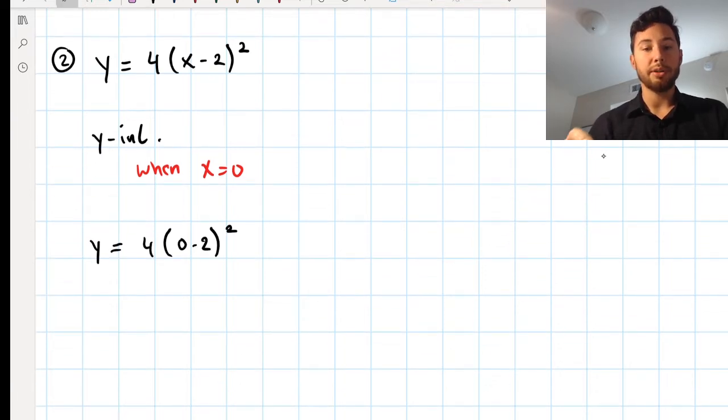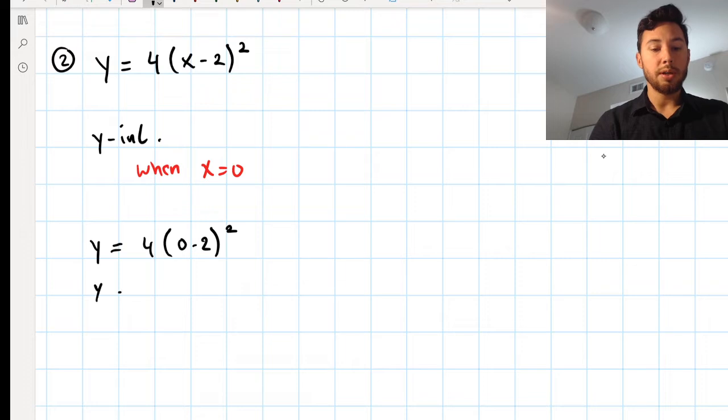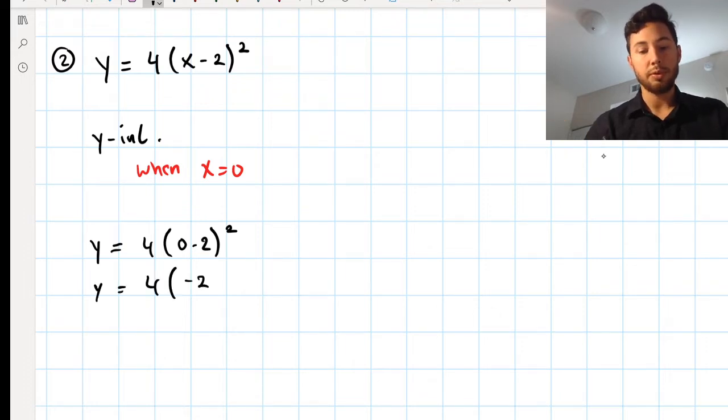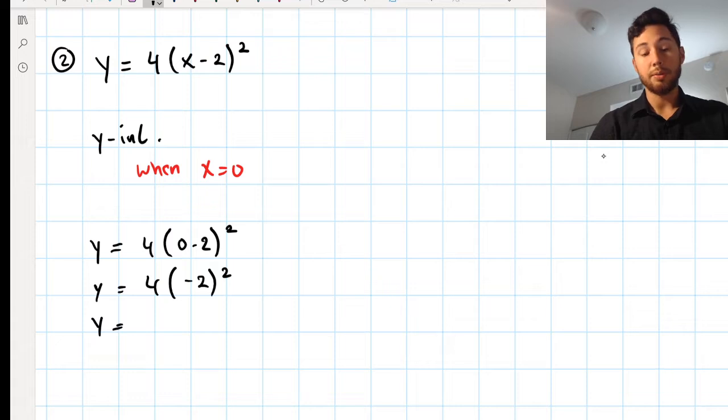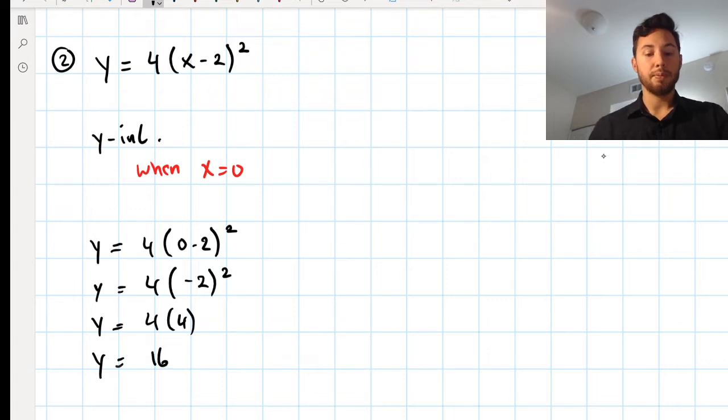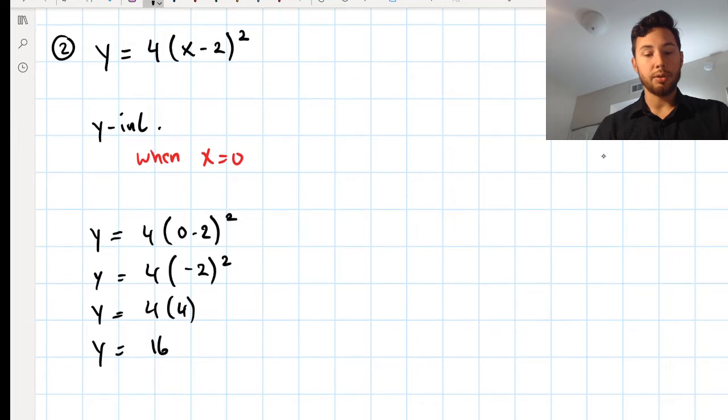So the y-intercept for this would be y is equal to 4 times (0 minus 2), which is negative 2, squared. A negative number squared is always going to be positive, so this will be 4. Y is equal to 4 times 4, so my y-intercept will be 16. If I wanted to write it in coordinate notation, that will be (0, 16).